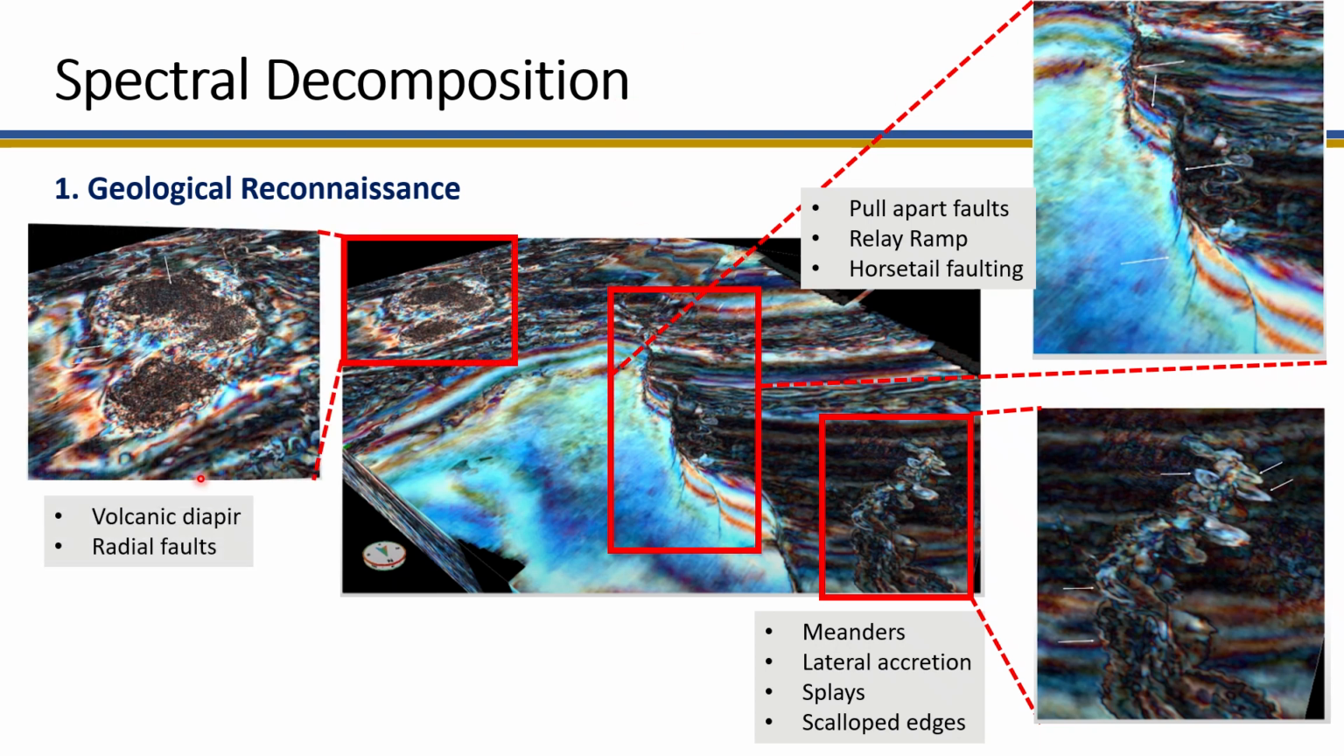Then further on the left hand side, we can see this zone of low amplitude chaotic response. These are volcanic diapirs, and we can start to see the shape and extent of them. We can see where these two diapirs are getting quite close together and may connect at other layers in the volume. We can also see radial faults coming out from this uplift.